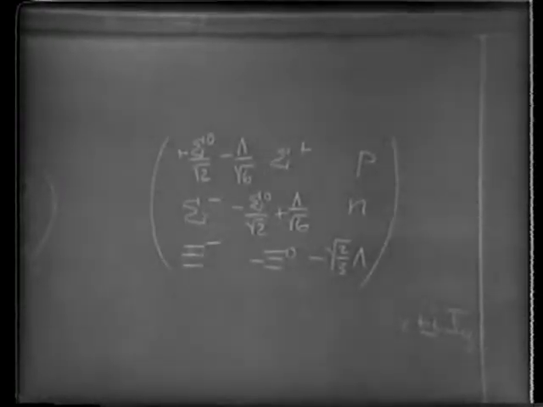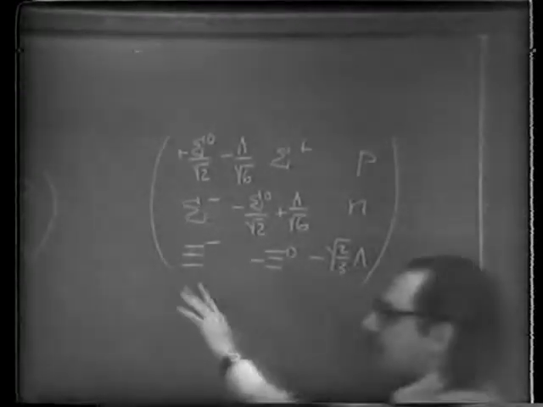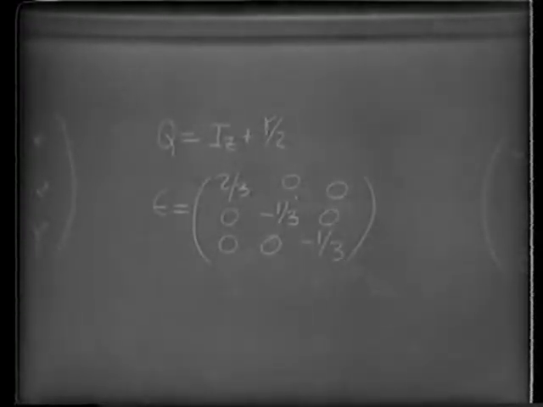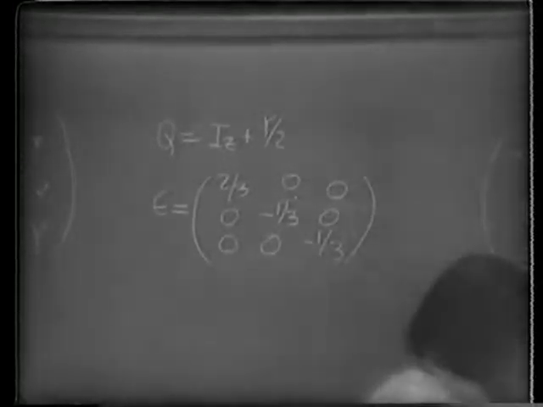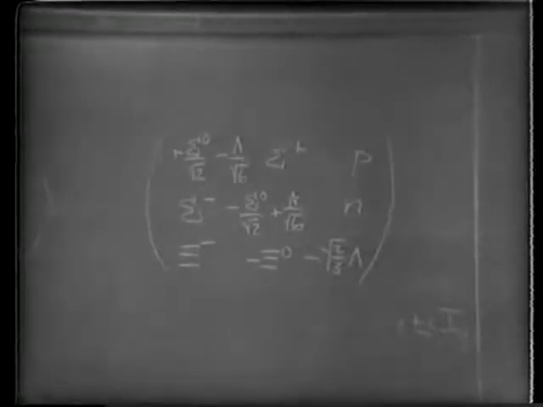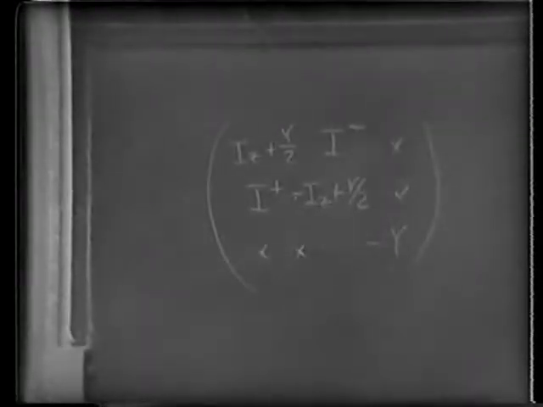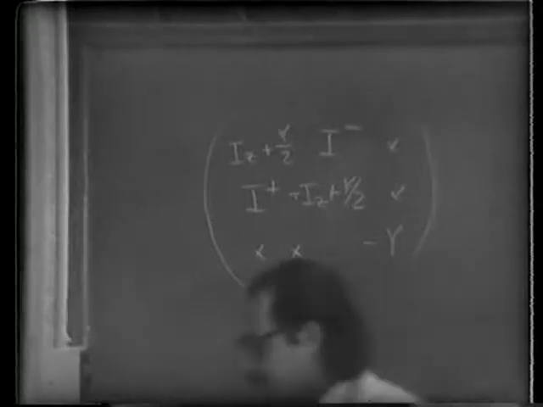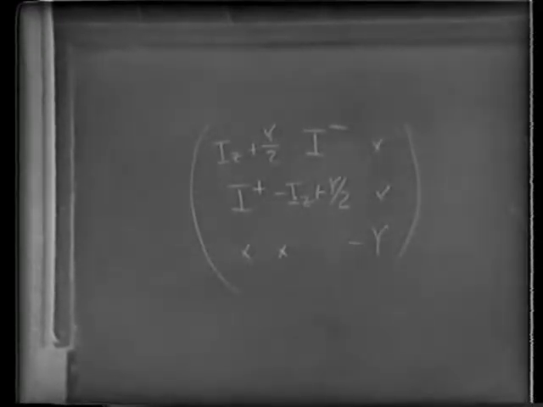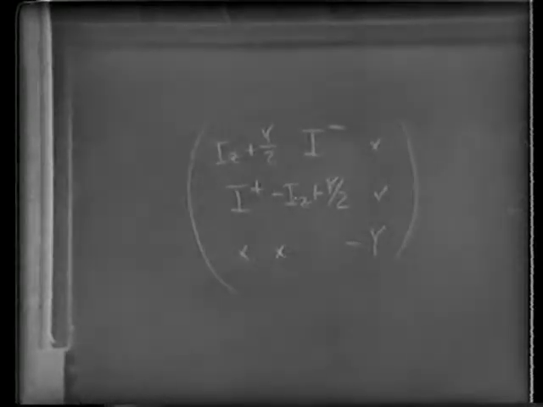Now we have all the machinery here. We have the epsilon matrix that corresponds to the electric charge, the baryon matrix, and the matrix of generators, which I won't need in this particular form for 20 minutes. First, we're going to study electromagnetic form factors.